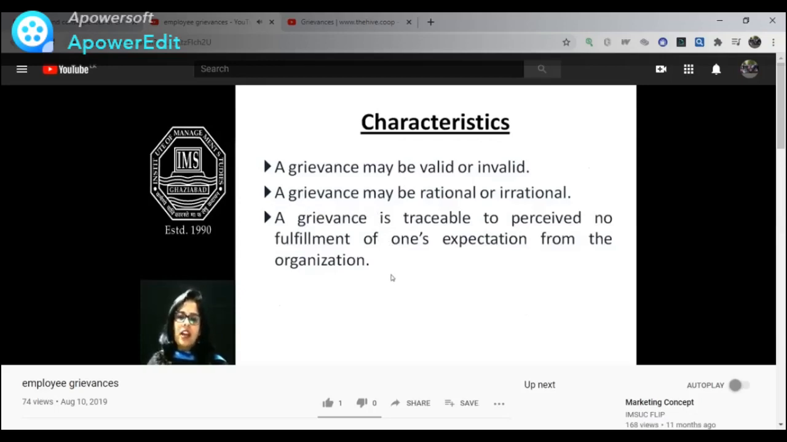So in totality, if I would like to conclude on the grievance, I can say that whatever expectations an employee has from the organization, if they are not fulfilled, then there is a situation of grievance, or such a situation can be considered as a grievance. I hope you people now have clarity on grievance.